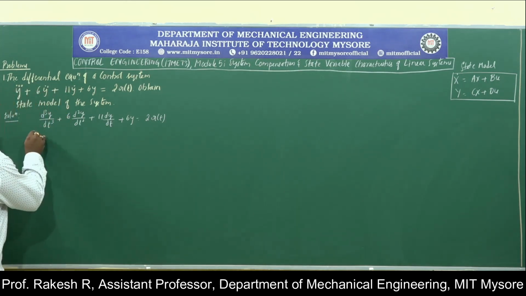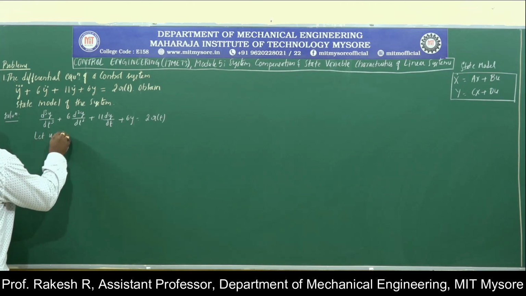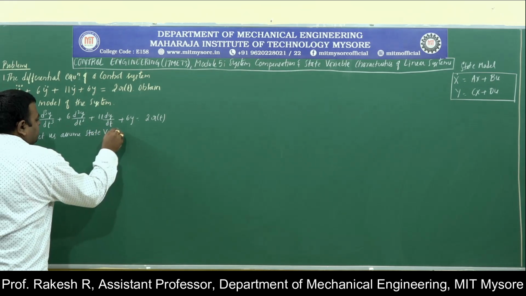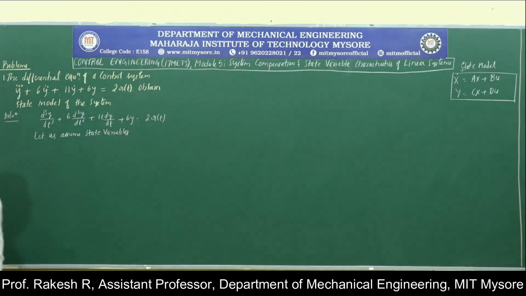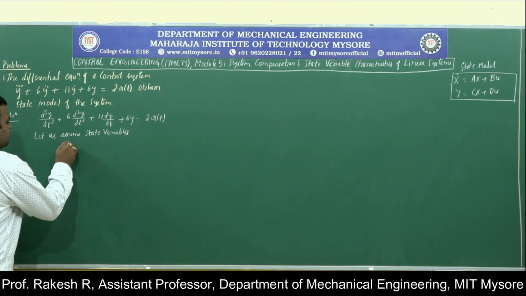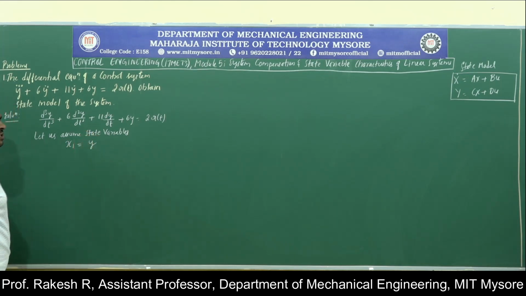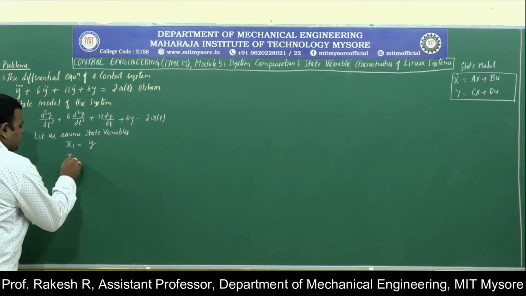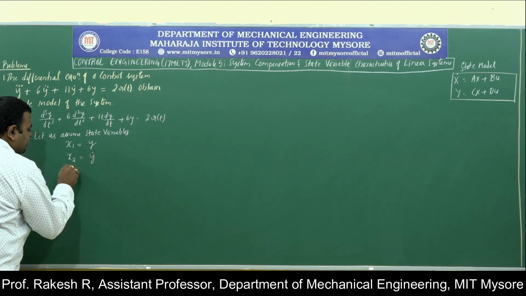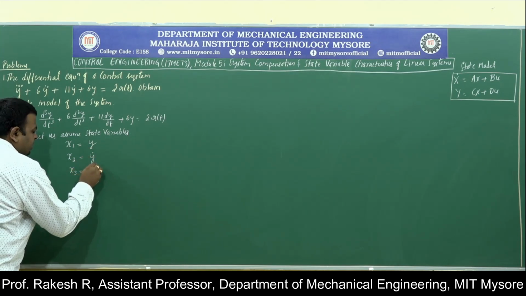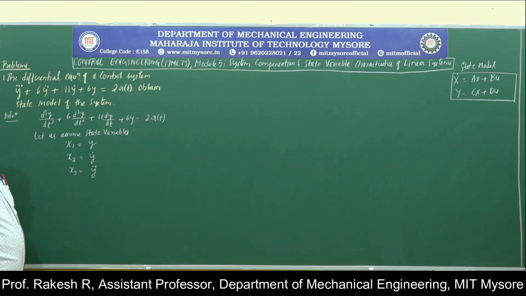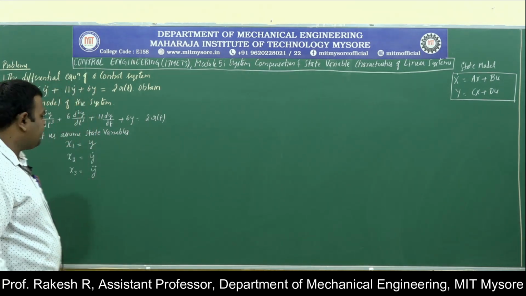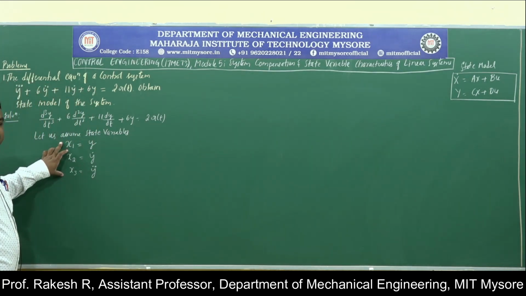Let us assume state variables. So you have to assume state variables. I will assume x1 is equal to y. This is the first assumption I have made. Then x2 is nothing but y dot and x3 is nothing but y double dot. So I have assumed the state variables y, y dot, y double dot. This is the first step: first we need to assume the state variables.